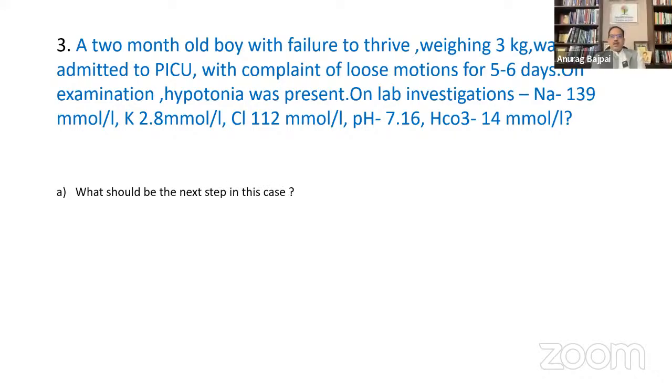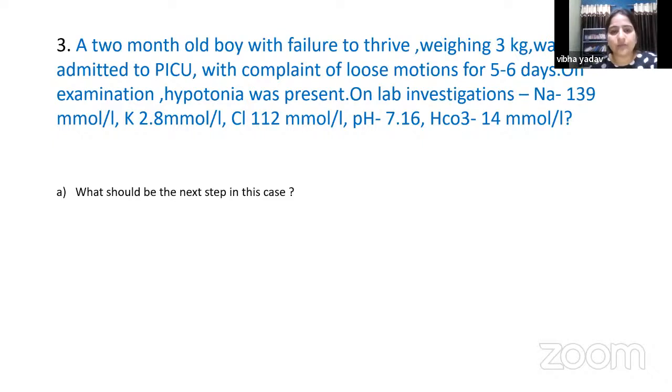So if I just summarize, you have a child who has diarrhea and who has presented with hypokalemia with acidosis. What's the anion gap? So we have to calculate. This is the question: what should be the next step? So people can come up with an anion gap. Anybody can write the anion gap here. So it's sodium minus chloride minus bicarbonate, so that will be 139 minus 126. That will be 13.